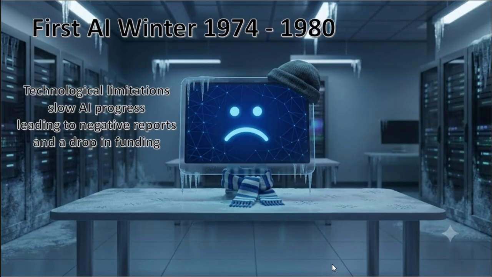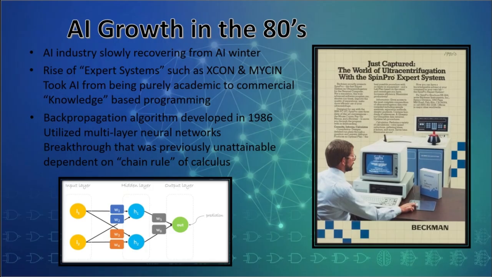From the mid-70s to the 80s, technological limitations created substantial bottlenecks that slowed AI's progress. This led to negative evaluations and a significant drop in funding. This time is referred to as the first AI winter. AI industry slowly recovered into the 80s, where expert systems eventually took center stage. These systems relied on if-then logic rules to answer specific questions, and each rule had to be programmed by hand. Because of these limitations, expert systems often failed or ran into problems and could only handle very specific queries.